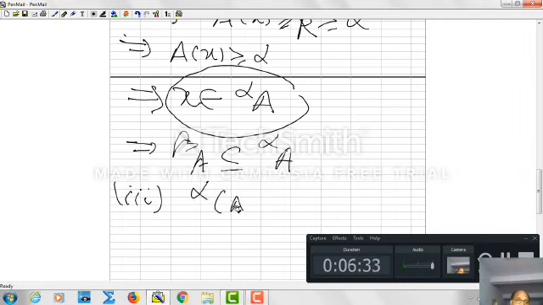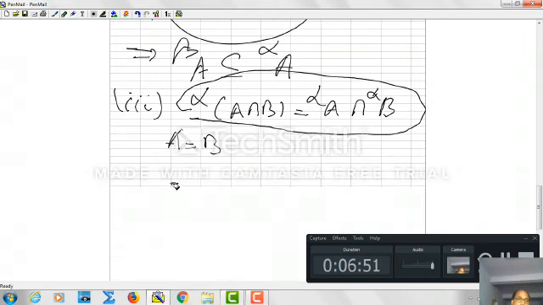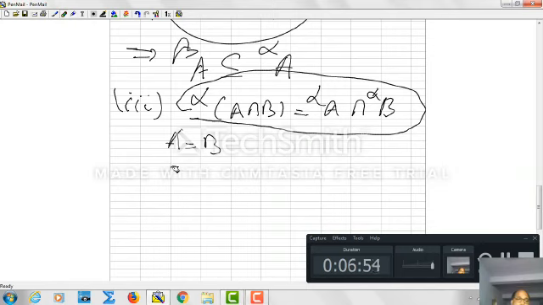Alpha cut of A intersection B is equal to alpha cut of A intersection alpha cut of B. Now we want to show that these two sets are equal. By the definition we know that A is equal to B if and only if A is a subset of B and B is a subset of A.